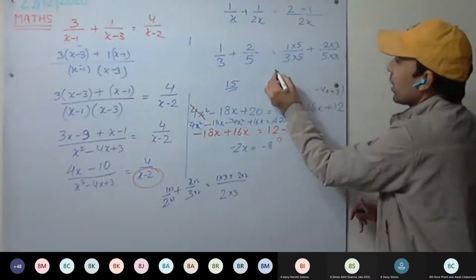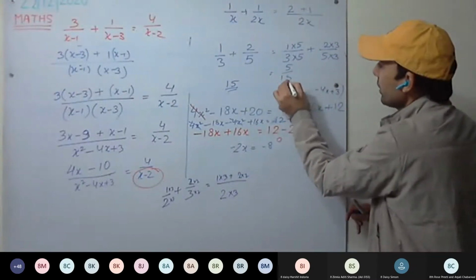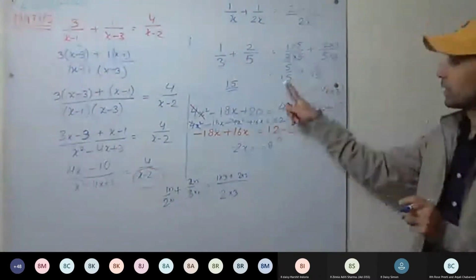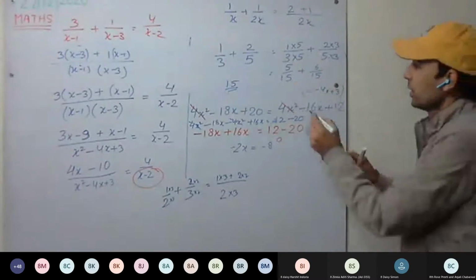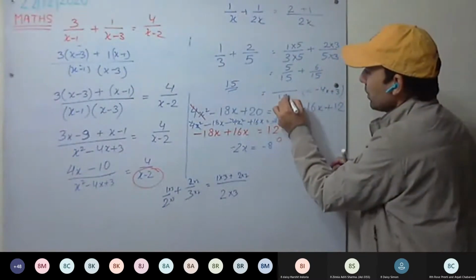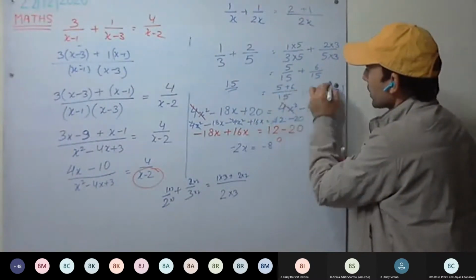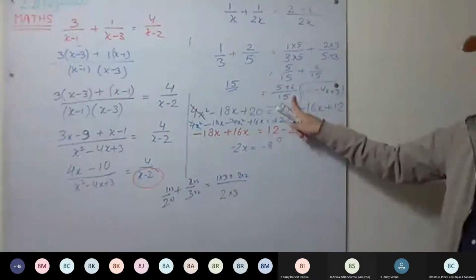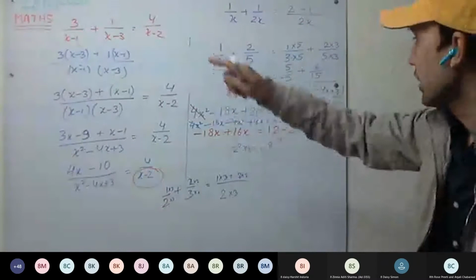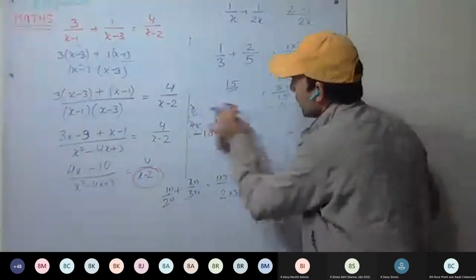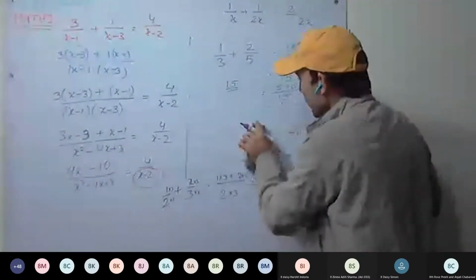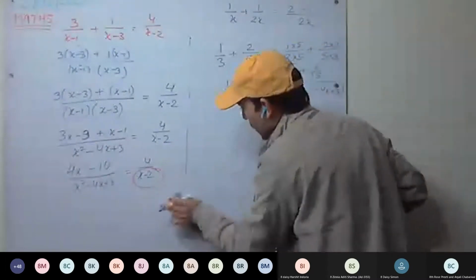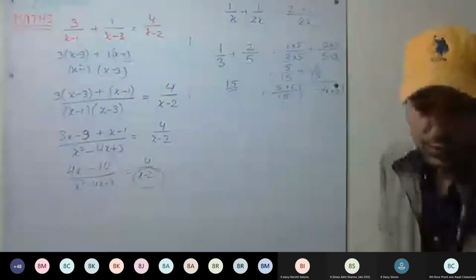This is fine. Now, next is what? 5 upon 15 plus 6 upon 15. Now the denominators are the same, we can add the numerators. So the next step will be 15 in the denominator, 5 plus 6 in the numerator. We can write it like this. This is fine. Now take that question. This is an important question. If you understand this, you will be able to solve the further questions. So we can take good time for this question.